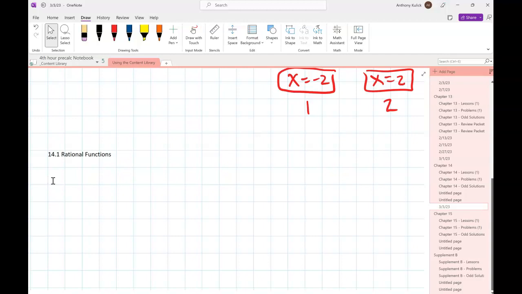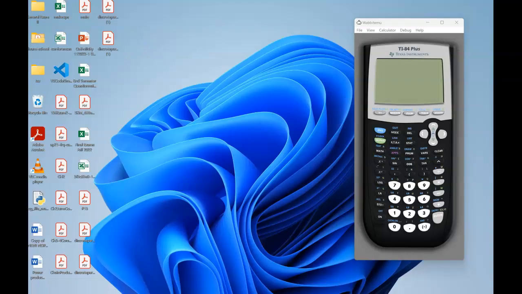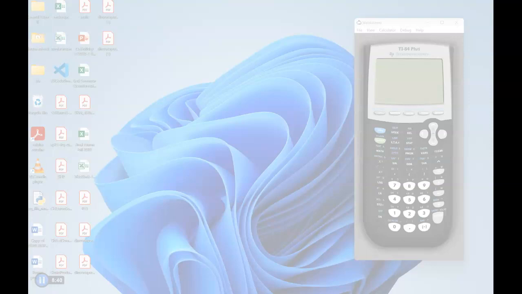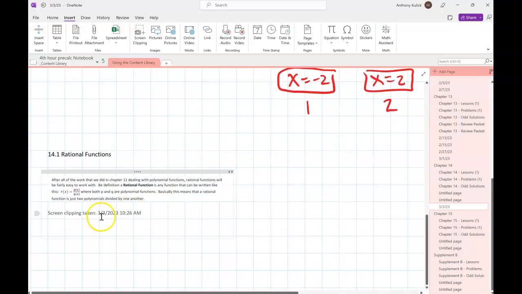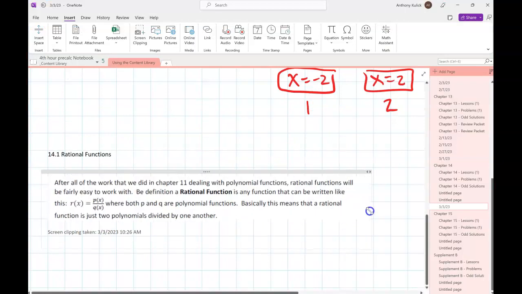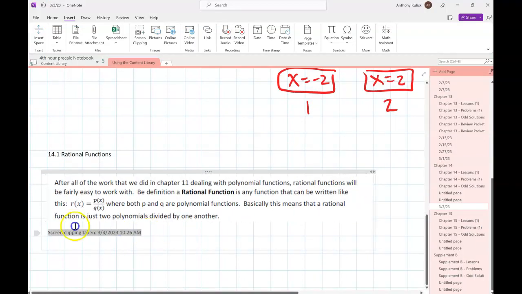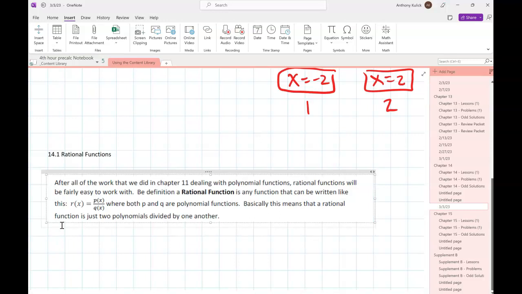Chapter 14, we're going to be talking about rational functions. So we're going to start off by just defining what we mean by a rational function. Our definition for a rational function is basically one polynomial divided by another polynomial. I write that as the rational function r of x is equal to p of x divided by q of x, where p and q are polynomials.